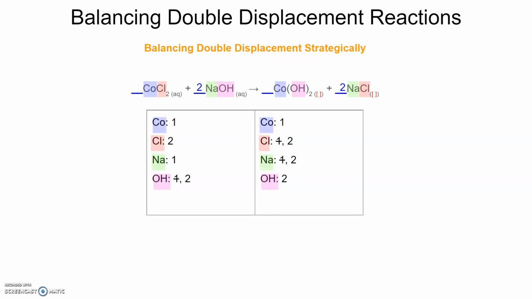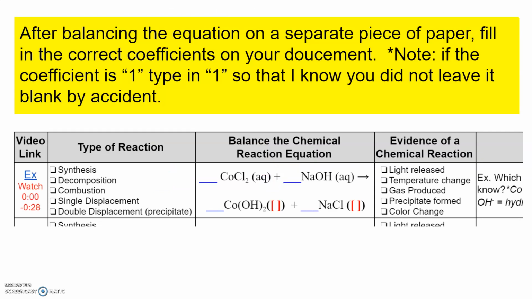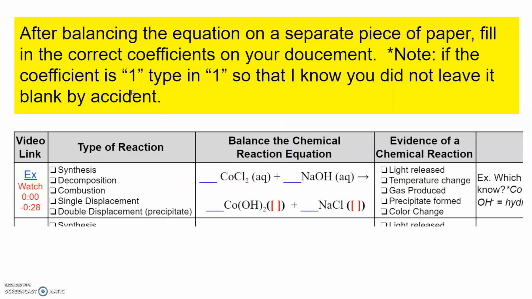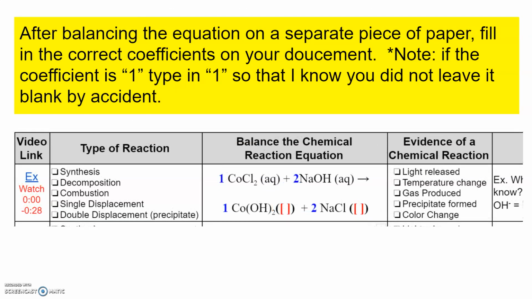Okay. So once I have the coefficients determined on a separate sheet of paper, then I'm going to go back to my document and type that in. Now, one thing that's important, if your coefficients are 1, so if we go back here, these are invisible 1s here, make sure you type in a 1, don't leave it blank. That way I know that you didn't leave it blank by accident. So when you type it in, it will look something like this.